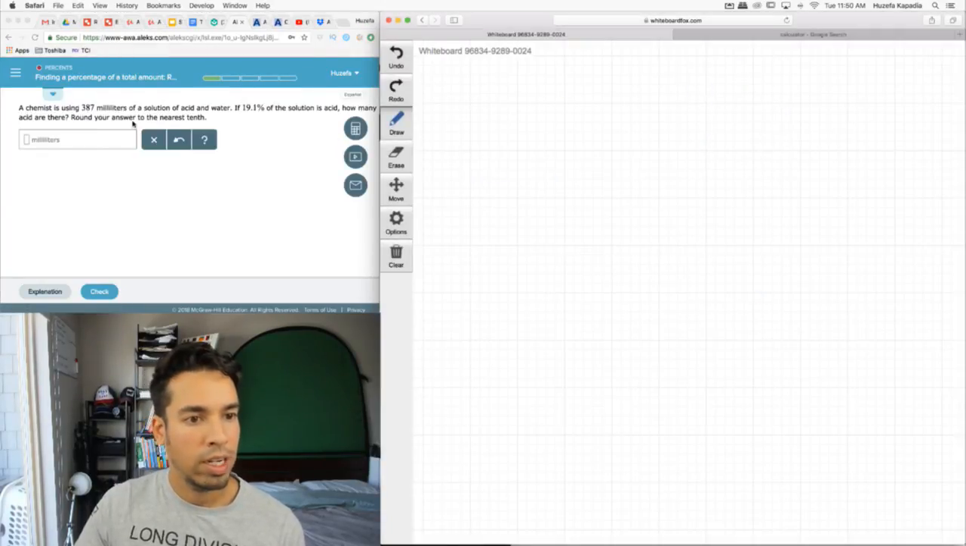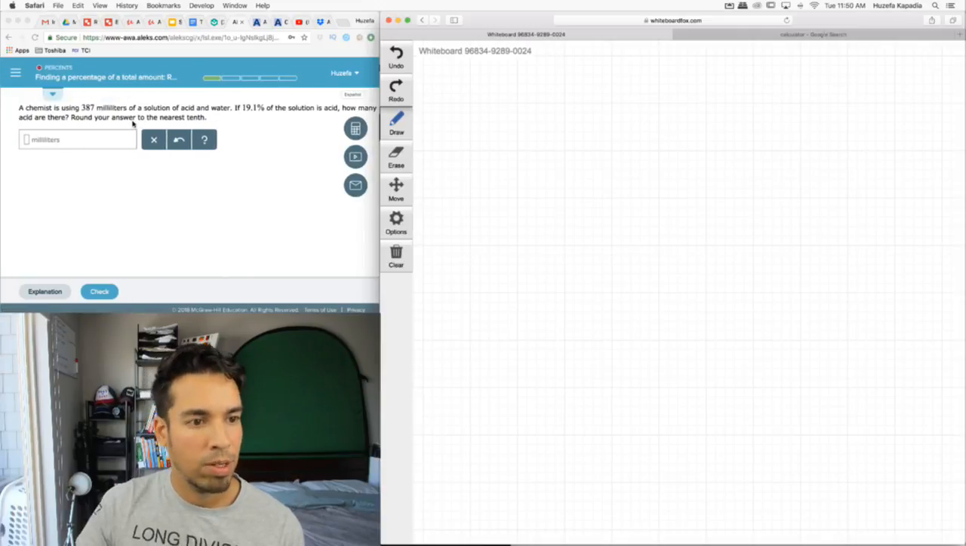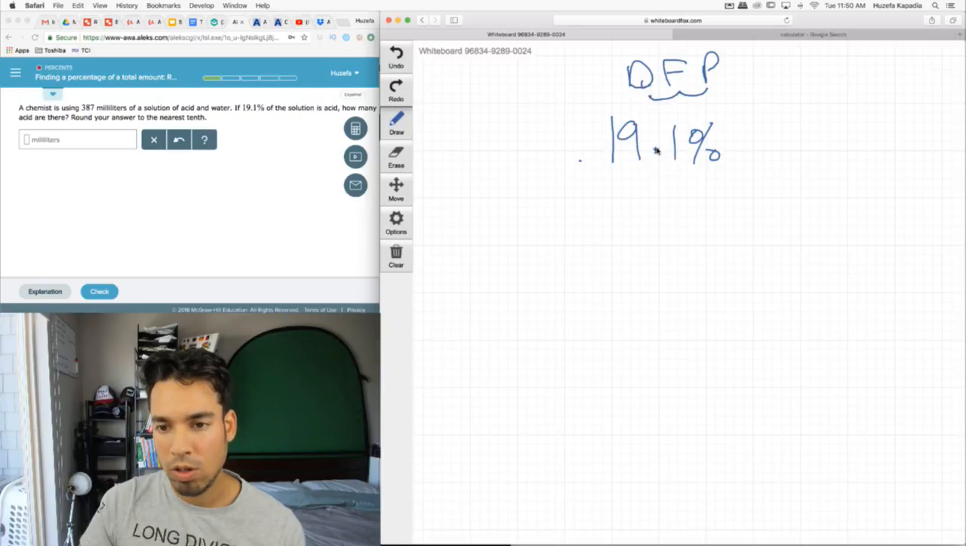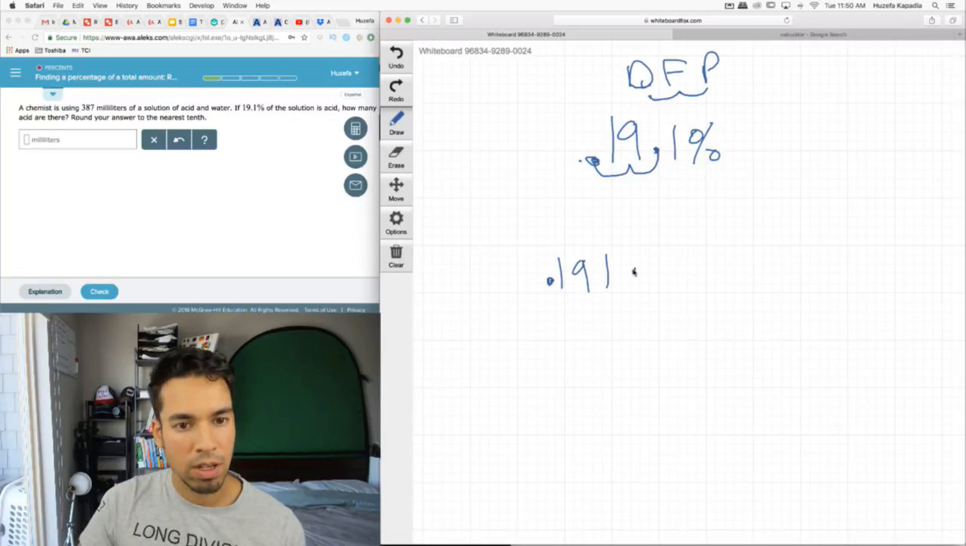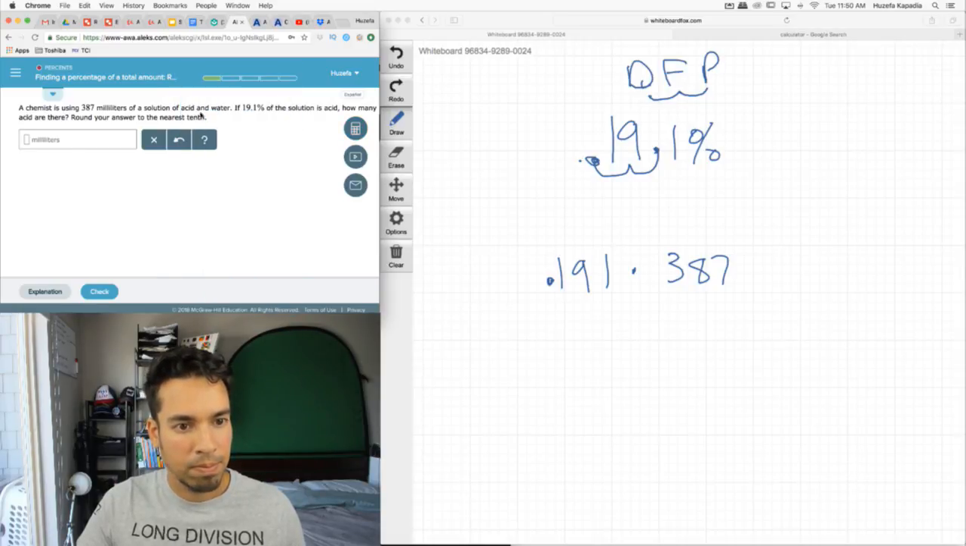The chemist is using 387 milliliters of acid and water. 19.1% is acid. How many milliliters of acid are there? So 19.1%, using DFP, we go once, twice from percentage to decimal. So it's 0.191 times the total. $73.9.